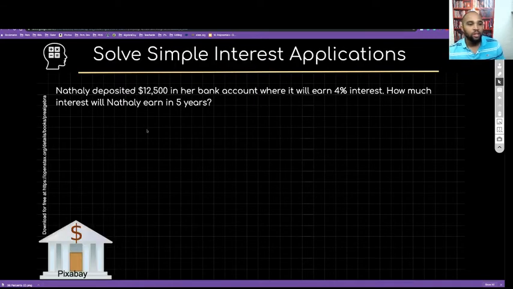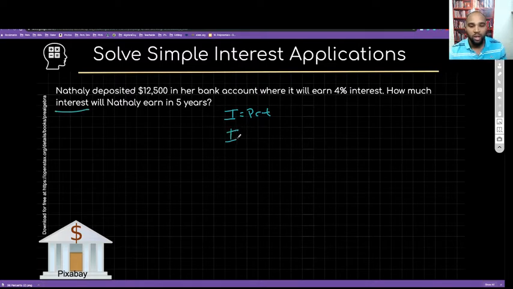All right, Nathalie deposited $12,500 in her bank account, where it will earn 4% interest. How much interest will Natalie earn in 5 years? All right, again, we're going to set it up. I equals PRT. And we're looking for how much interest in 5 years.